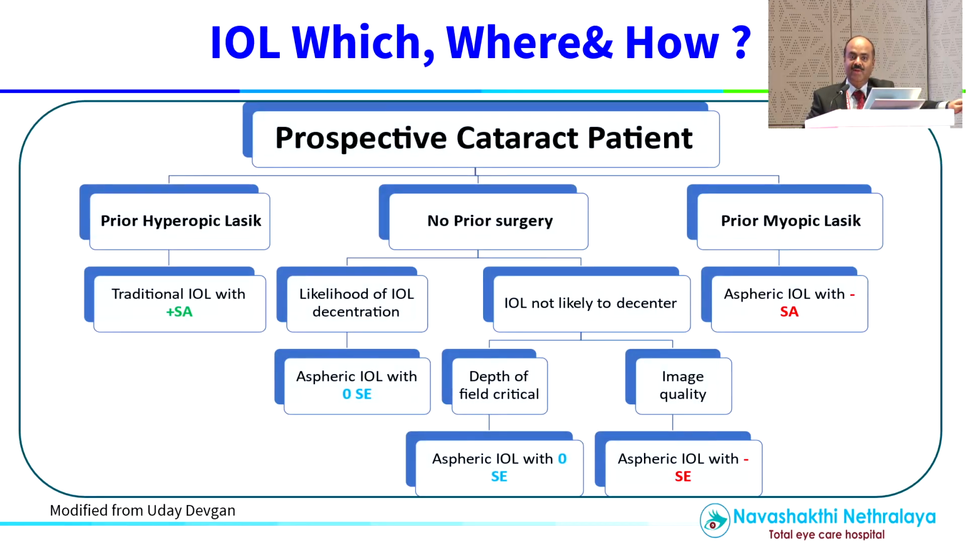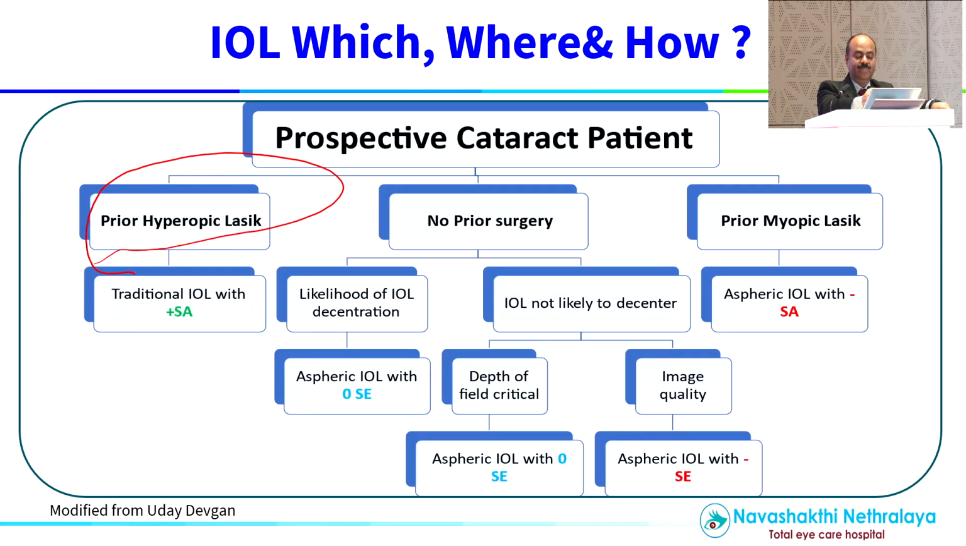Herein, I would like to bring in what Dr. Uday Devgan has shown; I have given the credit to him. This is from his slide. If it is a virgin eye, then all these things will work. If it is an eye which has undergone LASIK, particularly prior hyperopic LASIK, never go for negative spherical aberration lenses. We used the traditional IOLs, then we came to negative spherical aberration lenses. Do not use them in case of hyperopic LASIK. If you measure the spherical aberration, you will understand why. We'll come to that later.